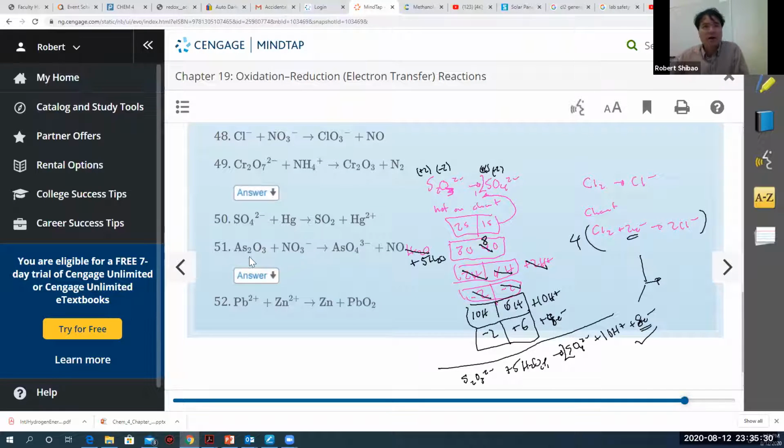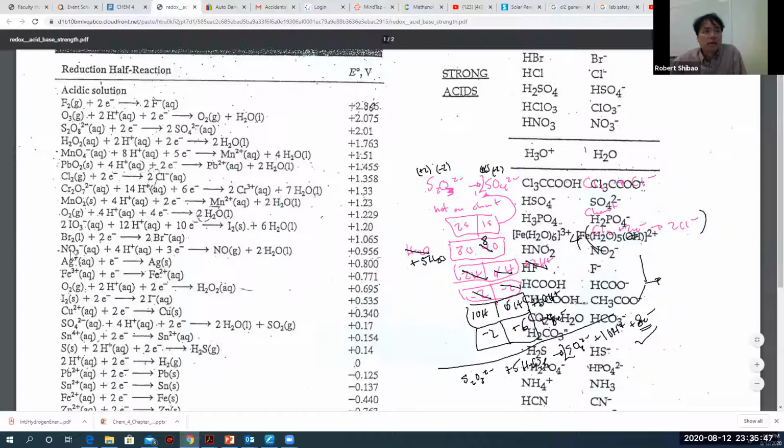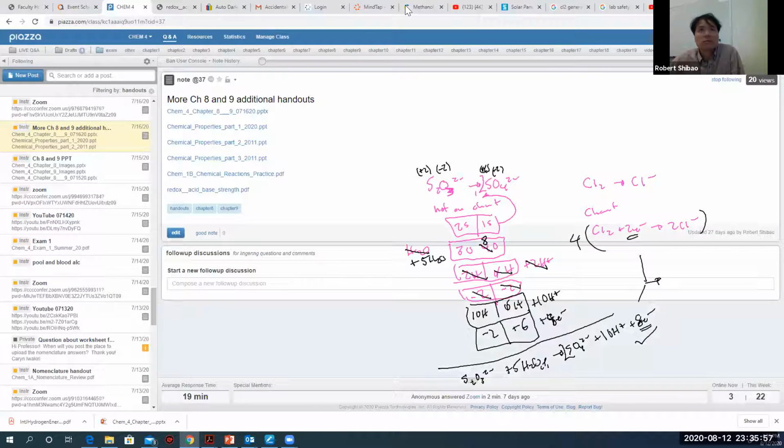Here we have arsenic 3 oxide going to arsenate. That's not on the chart, so we'll have to figure that one out. But nitrate going to nitric oxide is on the chart. This one we'll just copy off the chart. Nitrate going to nitric oxide: nitrate plus 4H plus 3 electrons goes to nitric oxide gas plus 2 waters. That's on the chart.